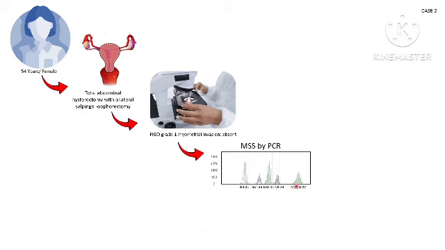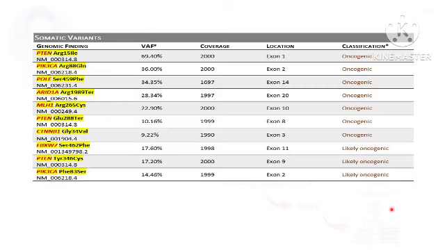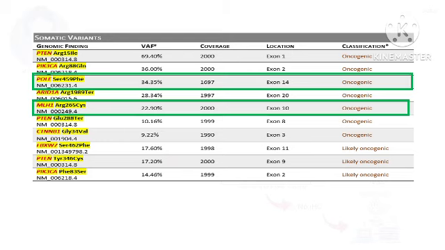We have got the request for MSI testing by PCR and also for NGS. So this tumor appears to be microsatellite stable by PCR, and there were no other IHC reports available with the patient. We have proceeded with NGS testing. As you can see, again, multiple oncogenic and likely oncogenic calls in all the relevant genes well documented in literature, including the POLE hotspot mutation and MLH1 mutation.